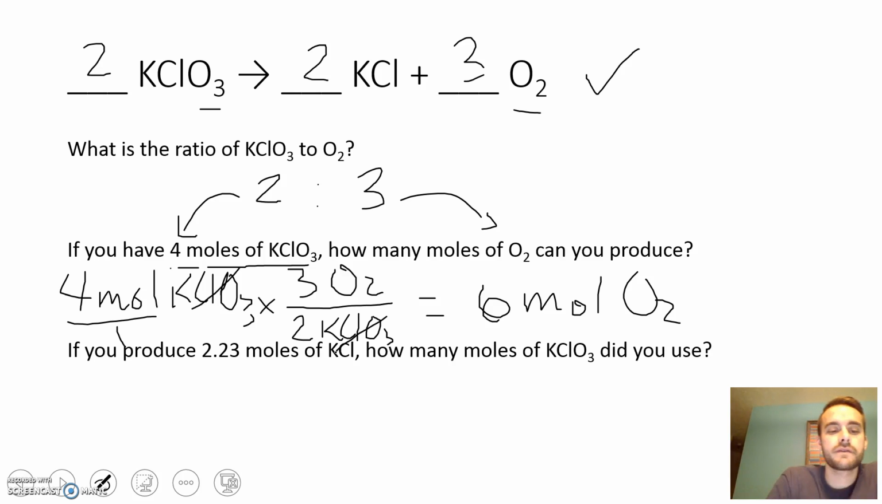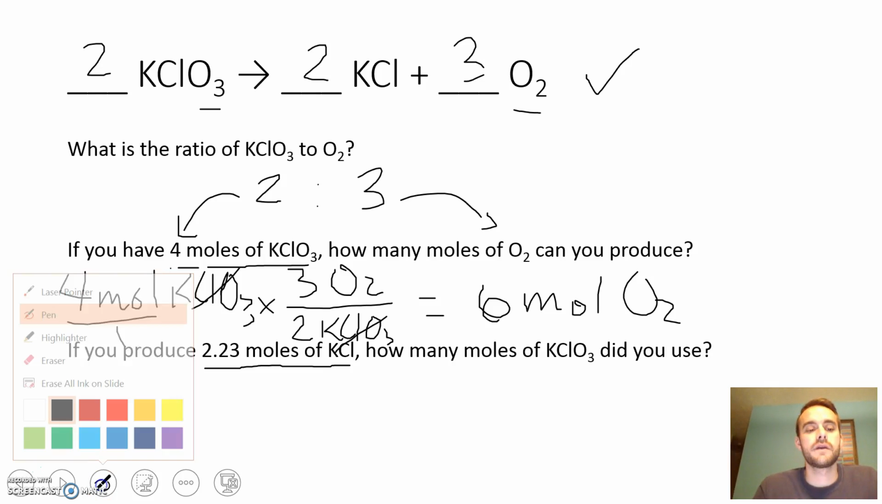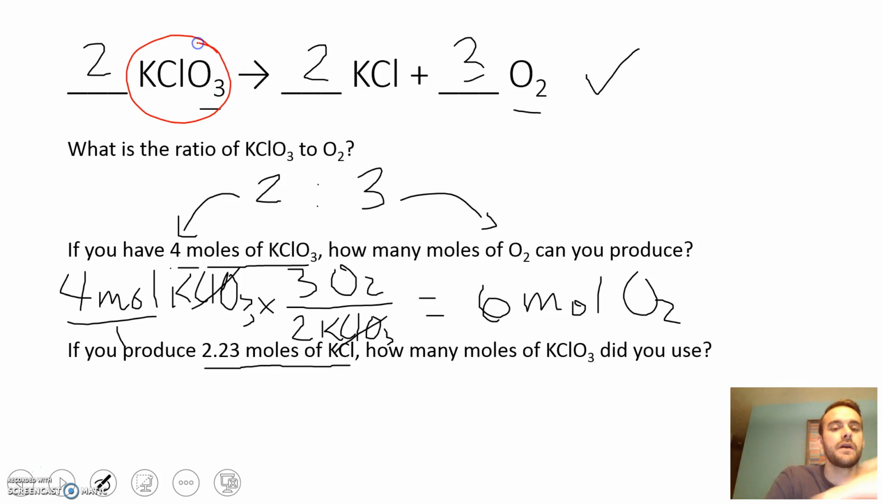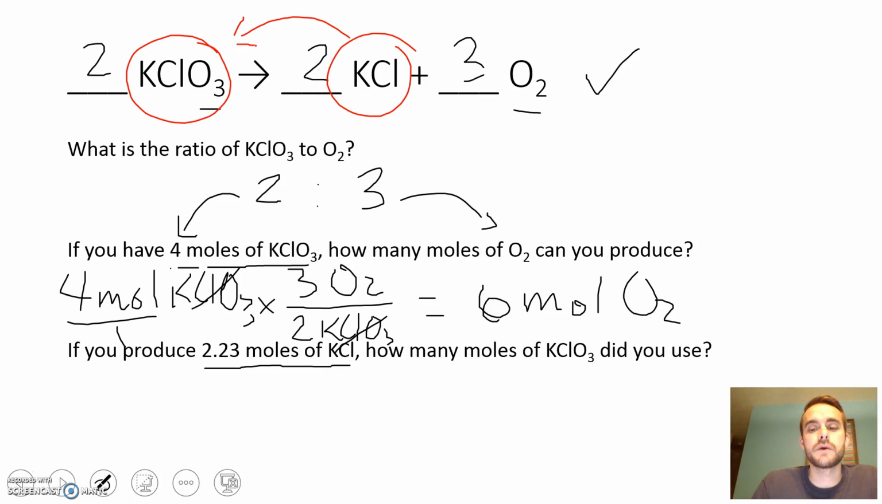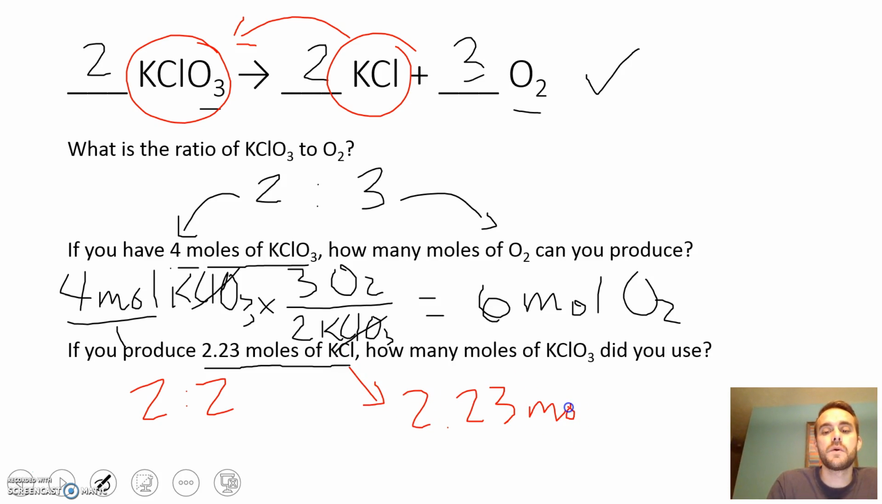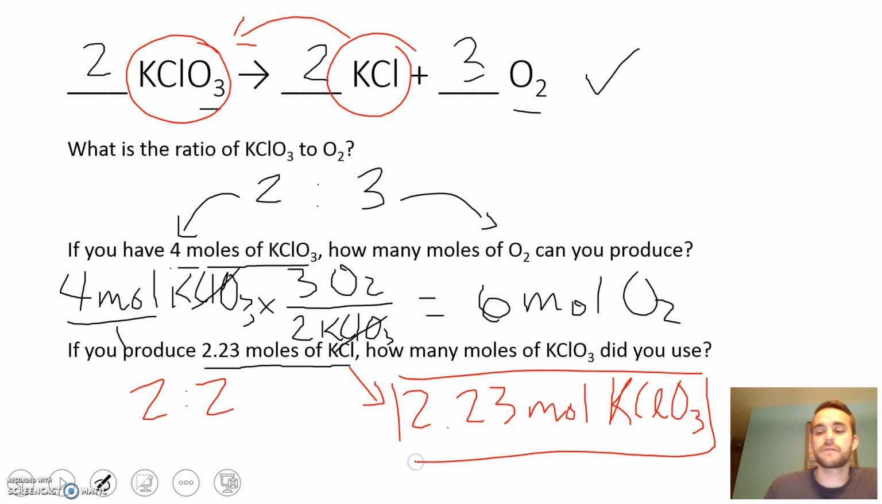In the next one, it asks, if you have 2.23 moles of KCl, how much KClO3 did you use? So now we're looking at, in red here, if you start with KCl, how much KClO3 did you decompose? Well, if we look, our ratio is 2 to 2, which is the same as 1 to 1. So if I have 2.23 of KCl, that means I must have used 2.23 mole of KClO3 to get there. And that's our final answer.